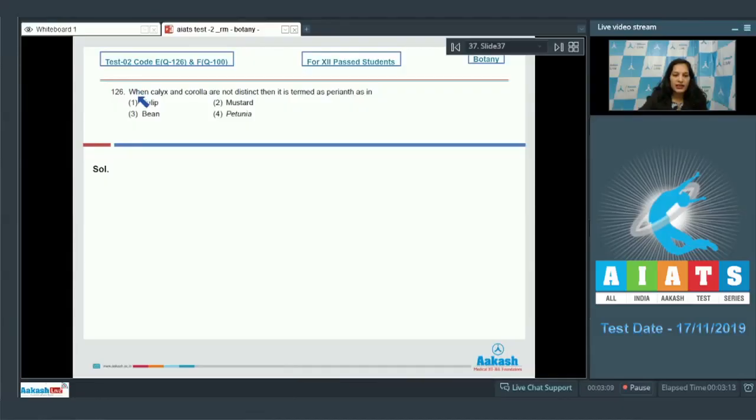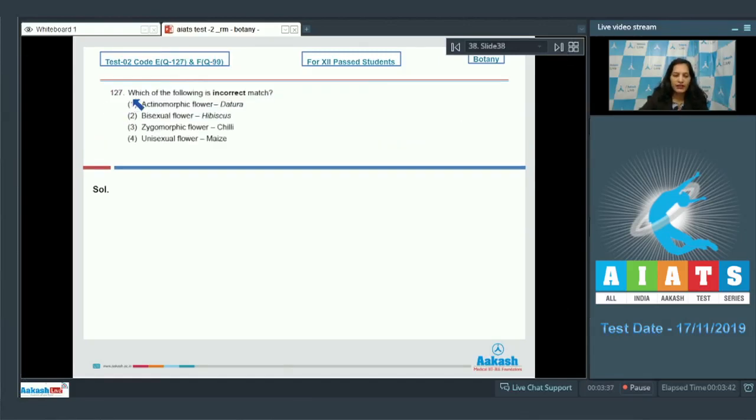Question number 126. When calyx and corolla are not distinct, then it is termed as perianth. As in, tulip is a member of Liliaceae, and in Liliaceae family, there is no distinction of calyx and corolla. There is perianth. So the correct option for the given question is option number 1. Let's move to the next question.